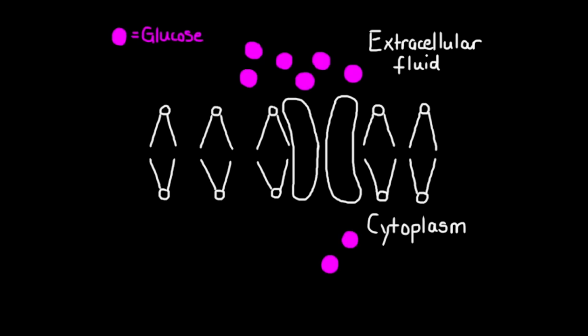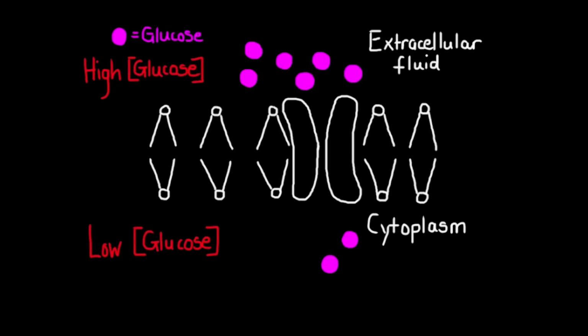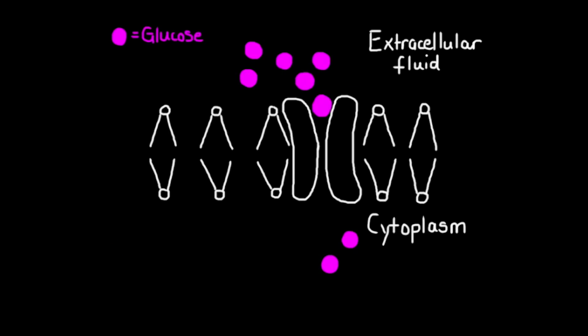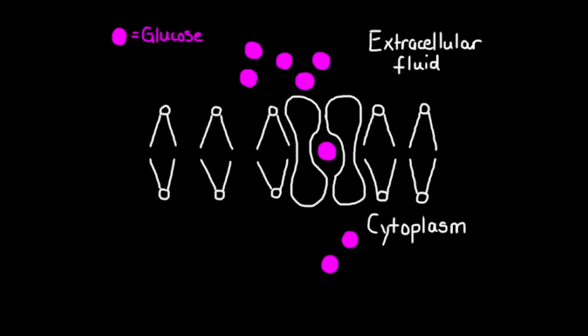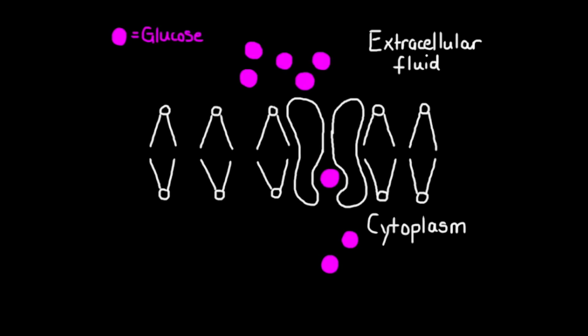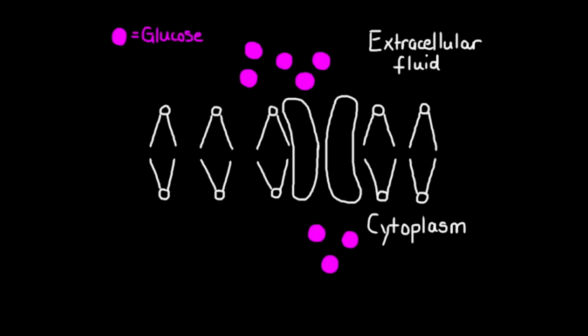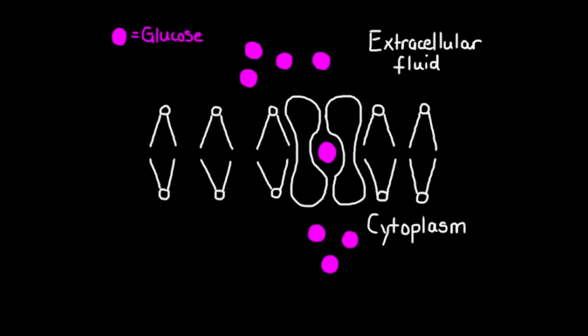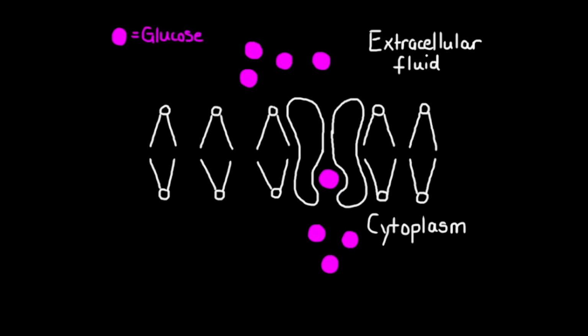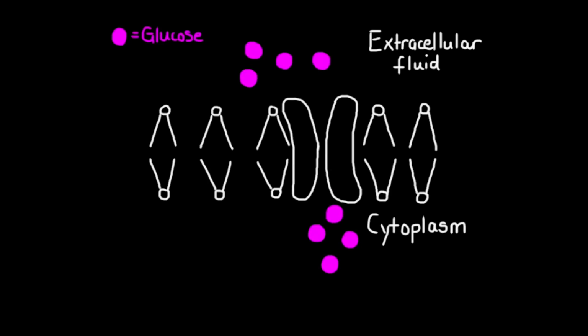In facilitated diffusion, molecules are still moving down the concentration gradient from a high concentration to a low concentration. However, they require the aid of a carrier protein in order to do so. In this example, we see glucose moving from the extracellular fluid, where it has a high concentration, to the cytoplasm, where it has a lower concentration. Notice the conformational shape change in the carrier protein as the glucose moves through the membrane.